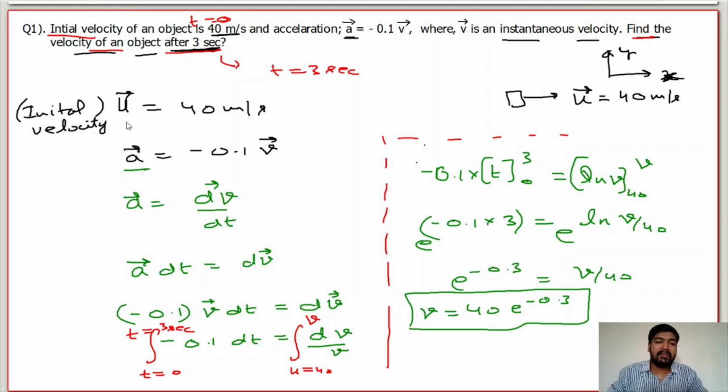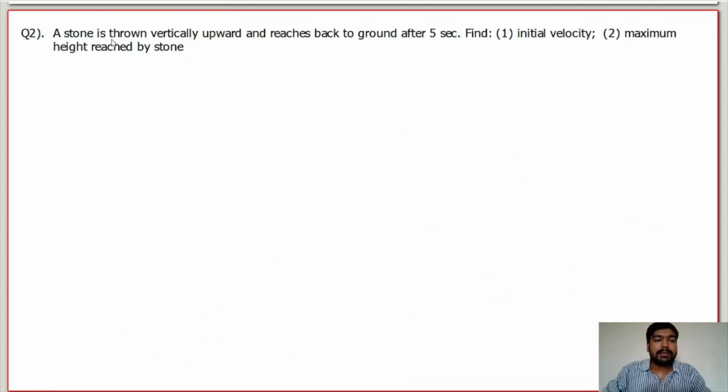In this question we are given the initial velocity and the acceleration, but in terms of velocity. We know that the acceleration is not constant, so we applied the variable acceleration equation, elaborated and did the math part. So let's move to the next question. Let's see our second question.